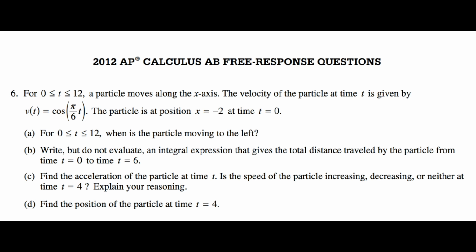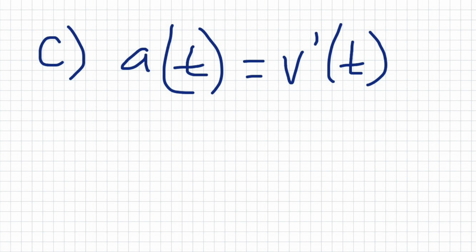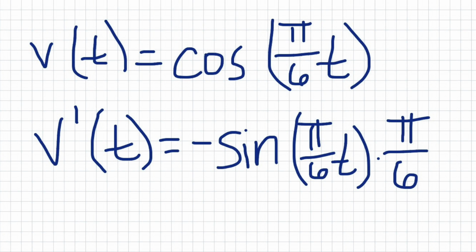Part C of the question asks us to find the acceleration of the particle and then use this to determine if the speed is increasing, decreasing, or neither at time t equals 4. So first, we know that the acceleration is going to be the derivative of v. And so we can use the v equation, v of t equals cosine of pi over 6 t, to find the derivative of v, which is going to end up being negative sine of pi over 6 t, and then chain rule that out to get times pi over 6.